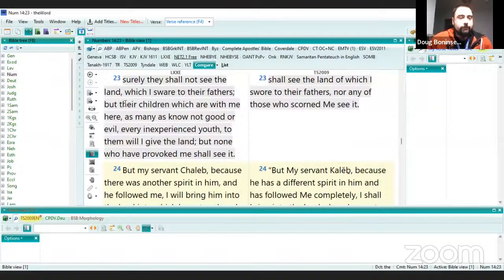And that's what it's saying there. It's saying, "but their children, which are with me here, as many as know not good or evil, every inexperienced youth," meaning inexperienced with sin, "to them will I give the land." See, this is what we're not taught in Christianity. We're not taught there is an age of accountability. You're not accountable for sin when you're very young and a toddler. You know what I'm saying? This is not taught in the church. And then you got denominations, like I said, Catholicism, they'll baptize a baby for no reason. There's no reason to do that. Go ahead, Brother Joshua.